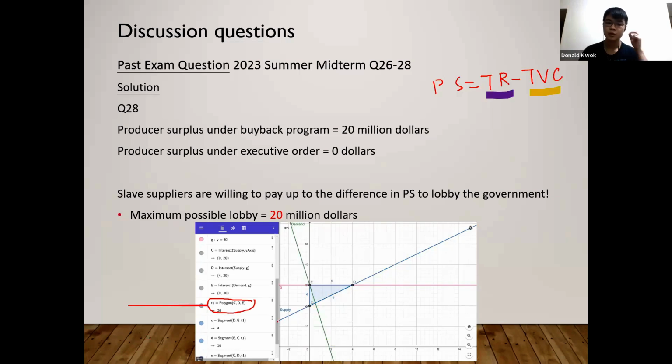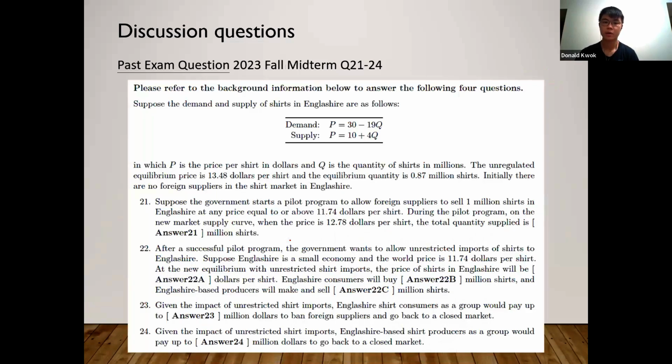How about the producer surplus under the executive order? It will simply be 0, because under the executive order, the quantity traded will drop to zero. At least in the buyback program, there are positive quantities traded. So finally, the slave suppliers are willing to pay up to the difference between the producer surpluses to lobby the government, which is essentially $20 million. Okay, so that's all for this part, and we'll move on to the last problem in this tutorial.